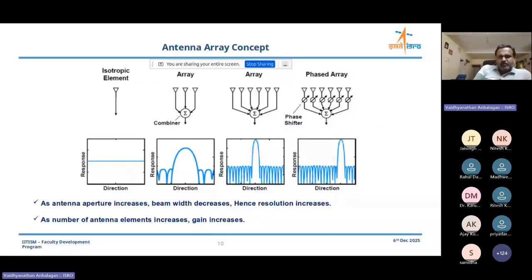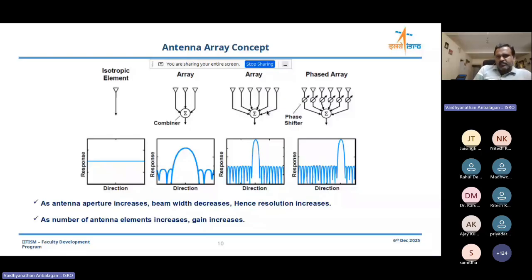I think this will explain it easily. If we have one isotropic antenna, it will have one beam. This is the antenna pattern: one element has a very wide antenna pattern, and even the beam width is very wide. If you combine more antennas, spaced with equal distance between them, the combined antenna effect makes the beam narrower. The more antennas are combined, the narrower and narrower the beam becomes.